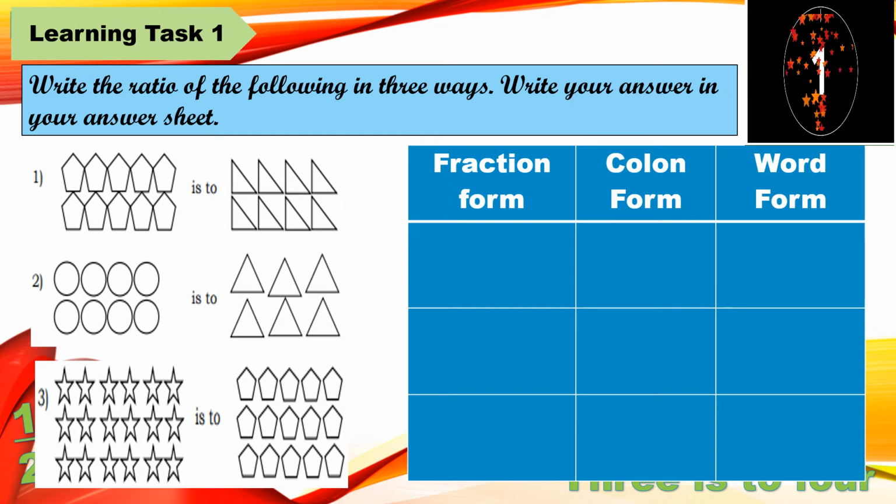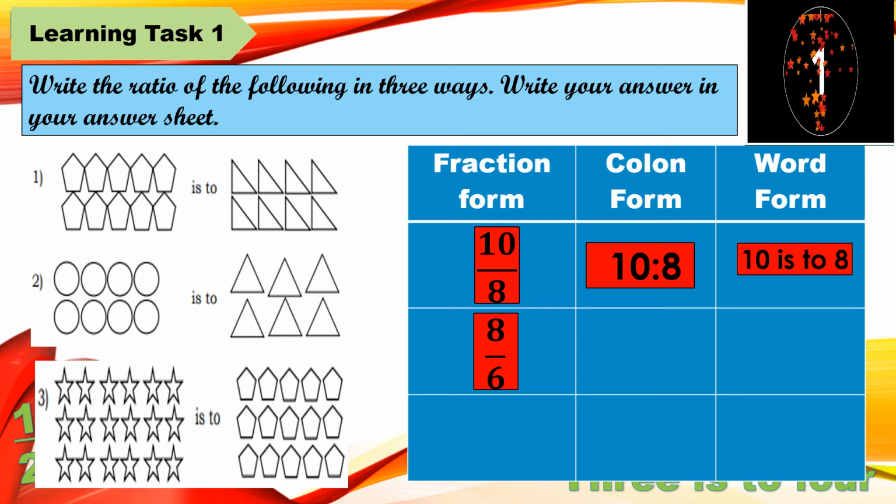Okay, so let us see your answer. Number 1, what is the ratio of pentagon to triangles? 10/8. Colon form, 10:8, and then the word form, 10:8. Number 2, circles to triangles.